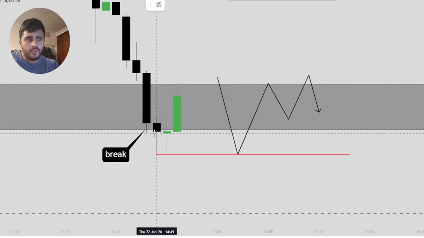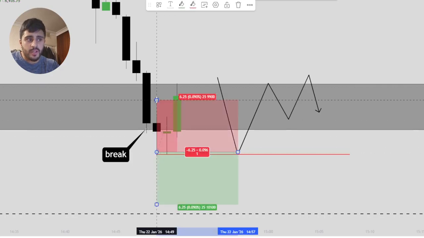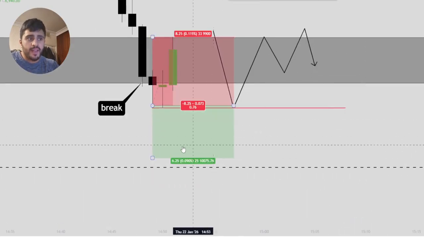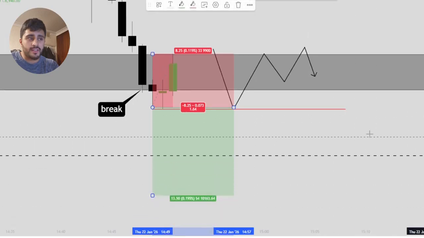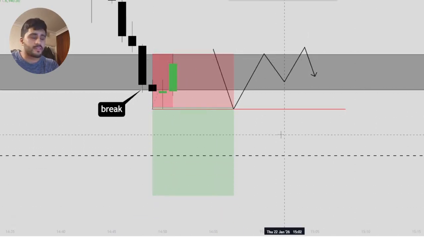If you were to take a short here, for example, and you have your stop loss just above the zone, that is the best way to take these frustrating losses, right? You don't need to take these losses. These losses are not necessary if you use break and retest and you use order flow.